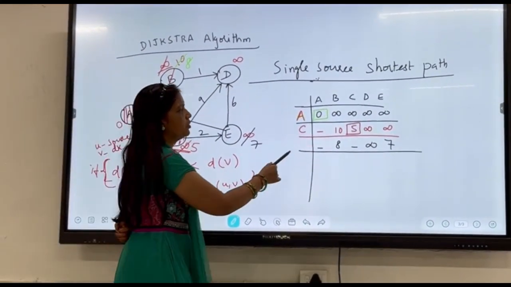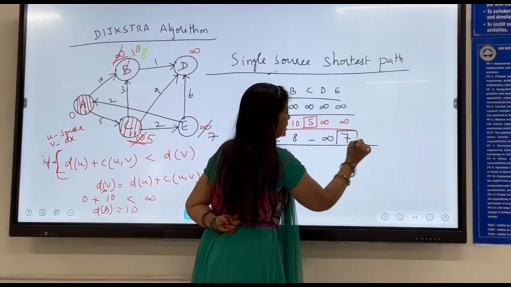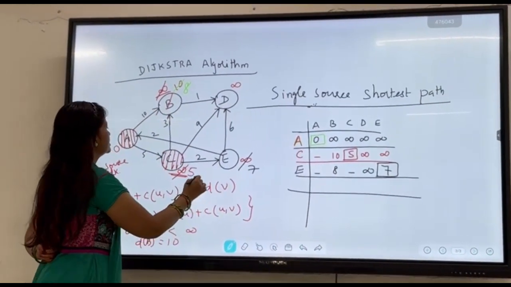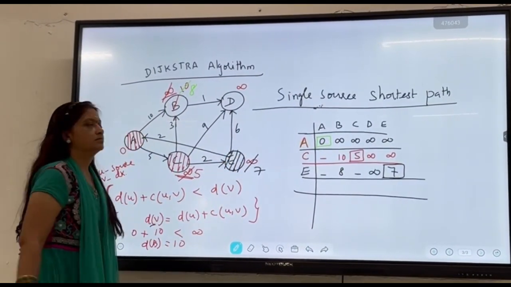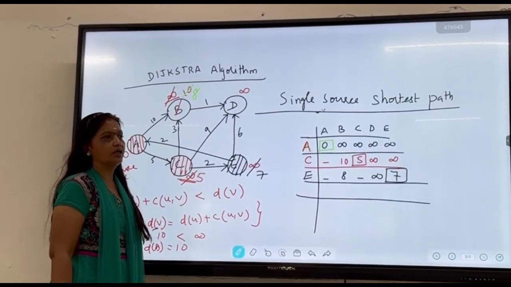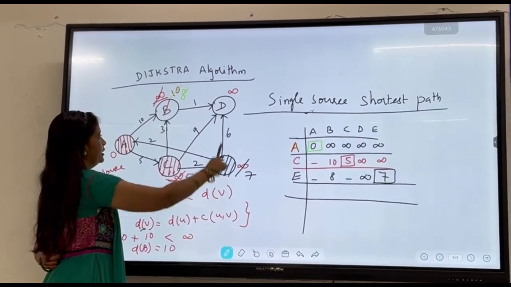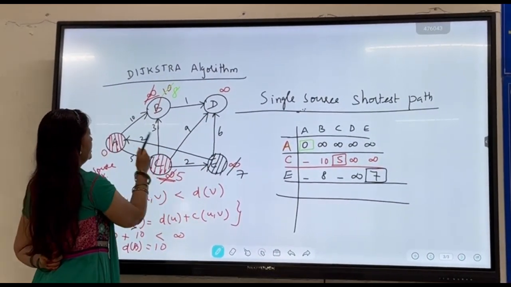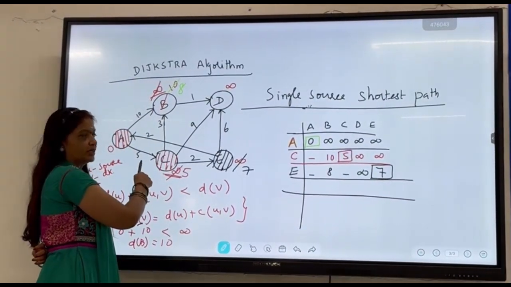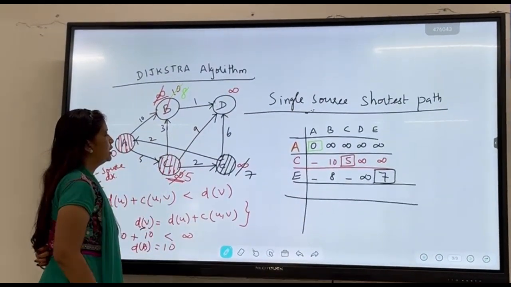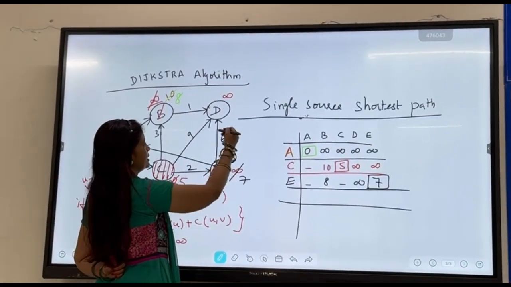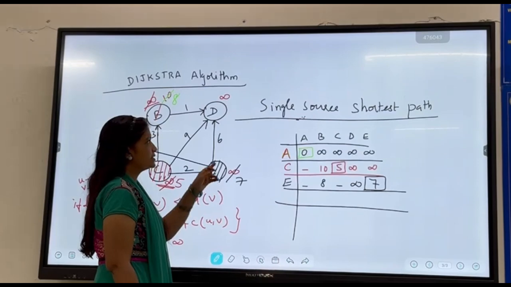Okay. Which is the minimum value here? So select E. So now E is done. Okay. So now from E, what are the adjacent nodes for E? D and A. Am I right? A is already done, so don't touch this. So E to D alone. E to D. 7 plus 6, 13, less than infinity.